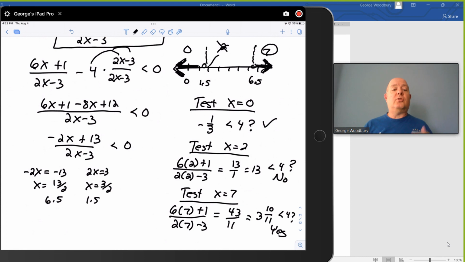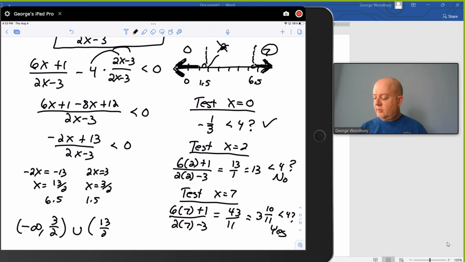So our solutions are to the left of 3/2, 1.5, and to the right of 13/2, or 6.5. So I'm going to write this down at the bottom left. Parentheses, negative infinity, comma, 3/2, parentheses. That's the first interval. U for union, parentheses. That 6.5 number, that was 13/2, comma, infinity. Parentheses around both of those as well.